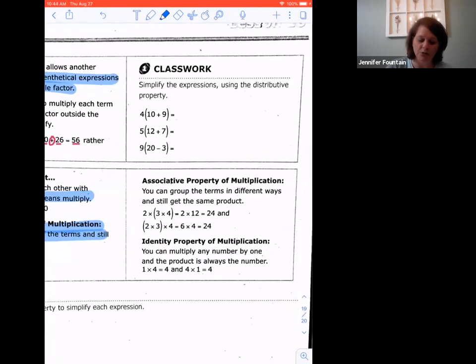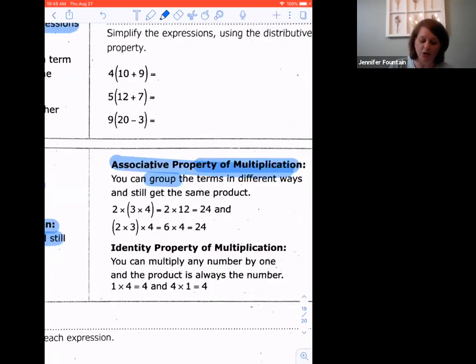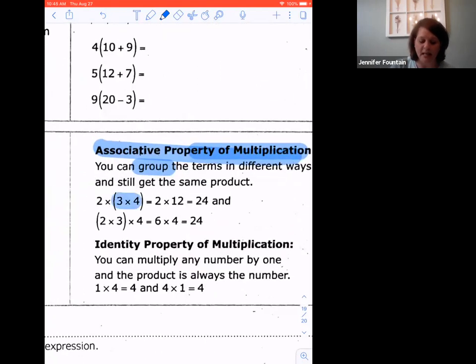Then over here, the associative property. We just talked about this. We talked about the associative property of addition and the commutative property of addition. Same thing with associative and commutative with multiplication. Associative, remember, tells me grouping. Commutative deals with order. Associative deals with grouping. So notice here, I can put my 3 times 4 together and multiply that first and then multiply by 2. Or I could group 2 times 3 first and get 6 and then multiply by 4, but either way, I'm ending up with the same answer.